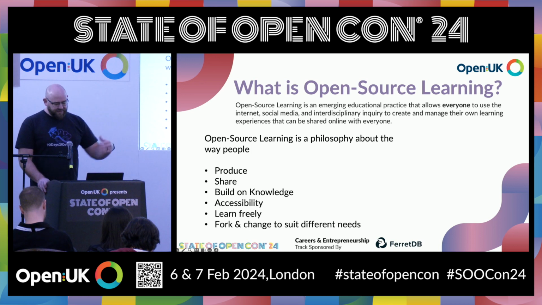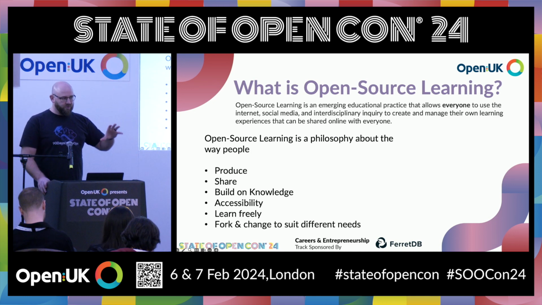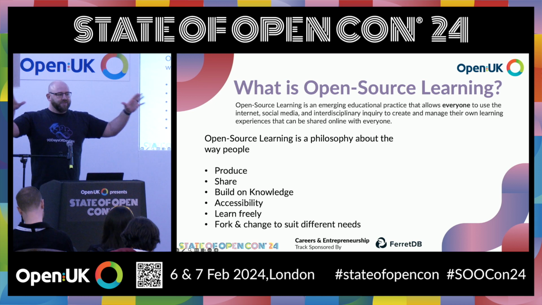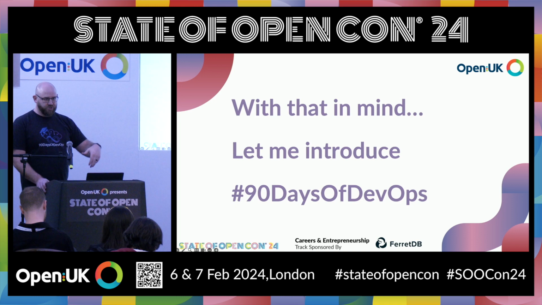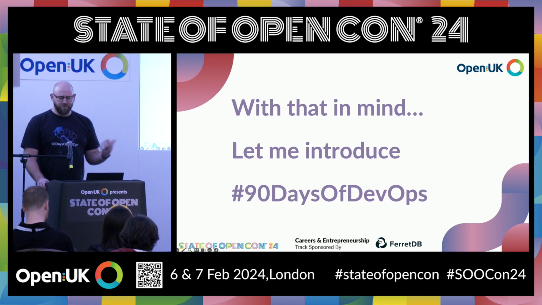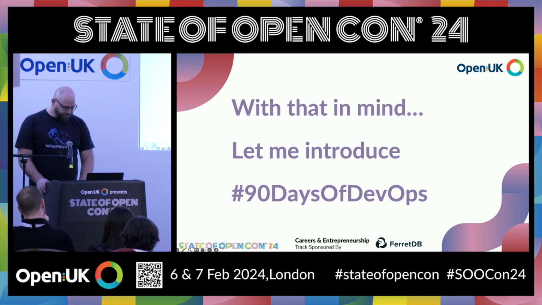But if we take that, and I'll make sure these are available afterwards as well, because there's a lot of small text up the top there that really goes into a bit more of a generic description of what open source learning is. So with that in mind, let me introduce what is the 90 Days of DevOps and why am I stood here talking about something that really just started as a way in which I could write down my notes in a Git-based service such as GitHub in Markdown whilst learning on the job, basically.